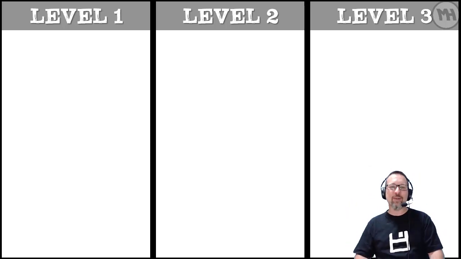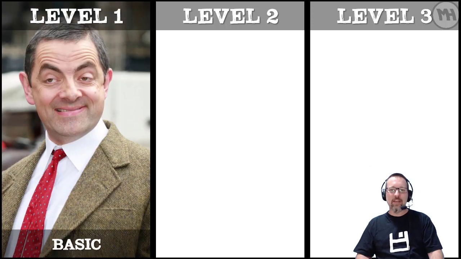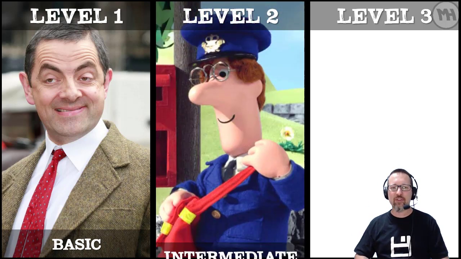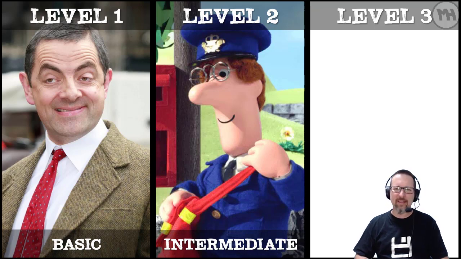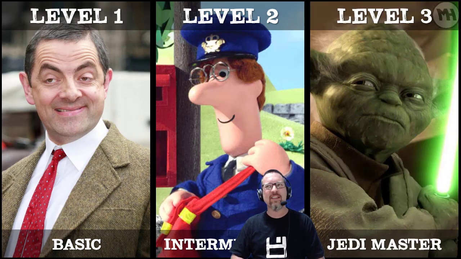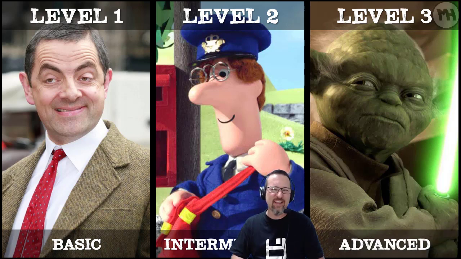Okay, so let's see. Level 1 I'm going to call the Mr. Bean level. Okay, and that's the basic level, right? Like basic. Then we have level 2. I'm going to call that the Postman Pat level. That's intermediate, right? Sort of in the middle. Then we have level 3. I'm going to call that the Jedi Master level. Okay, but I mean, we can't really call it Jedi Master level, so we're going to just stick to advanced. All right, we're going to call that the advanced level.